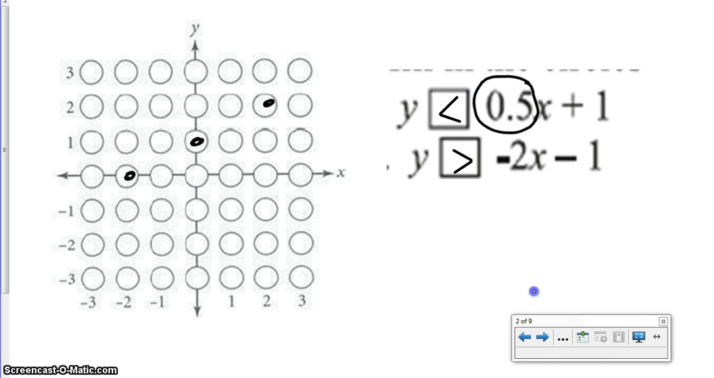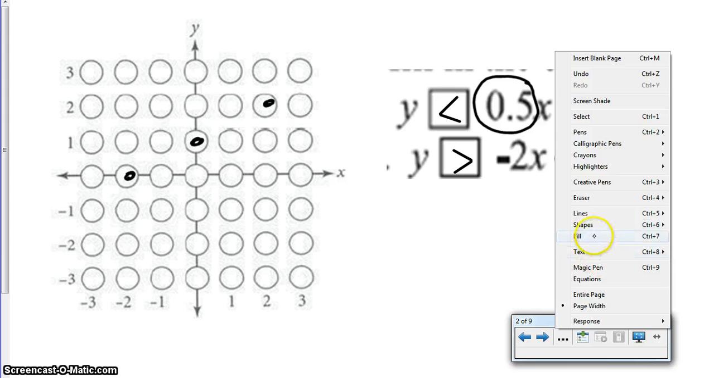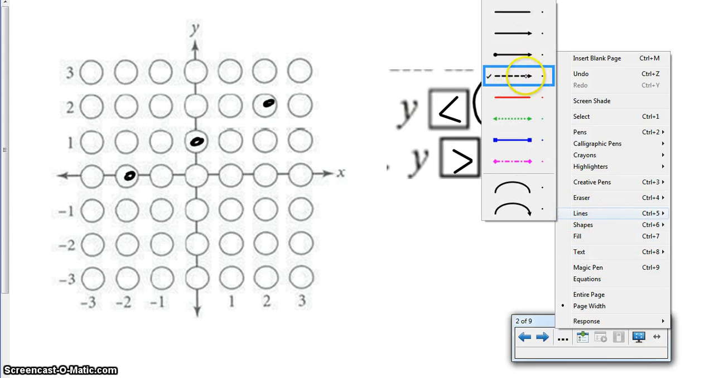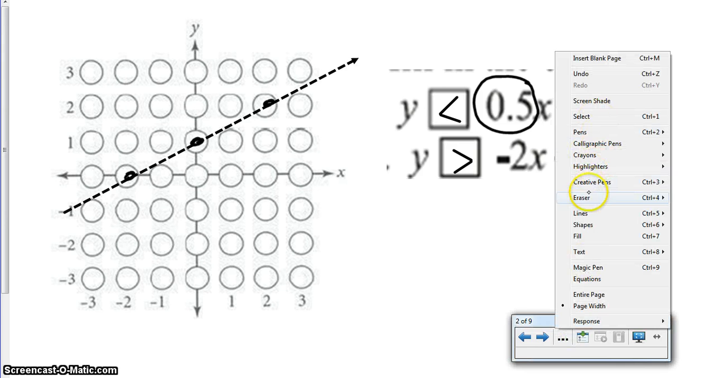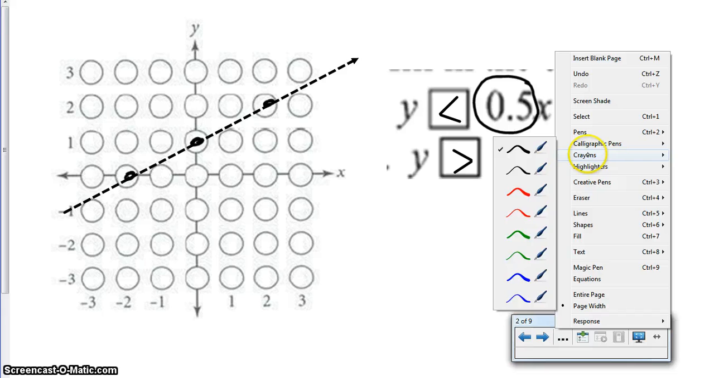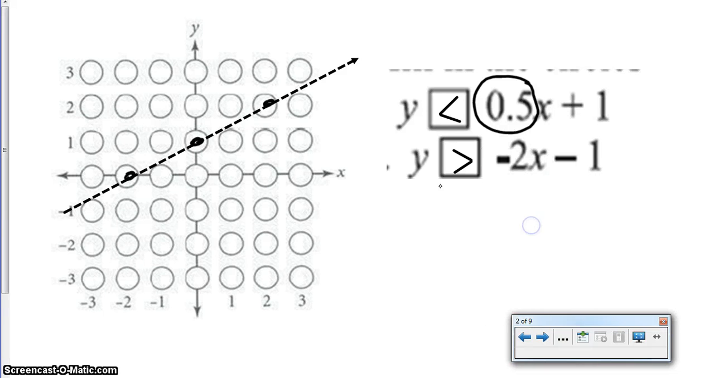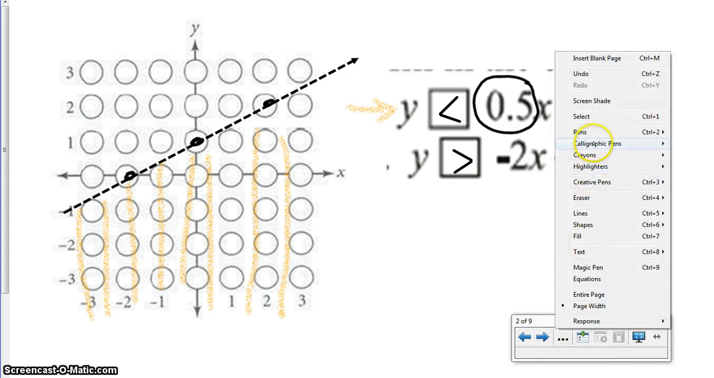But notice that this says less than, and so instead of using a solid line, Mrs. Rose, of course, will use a dashed line, and she'll go ahead and do this. And then very lightly, with my little fat finger of fate, I'm going to use the crayons, and I'm just going to say that everything below here, just shading it ever so slightly, is less than right there.